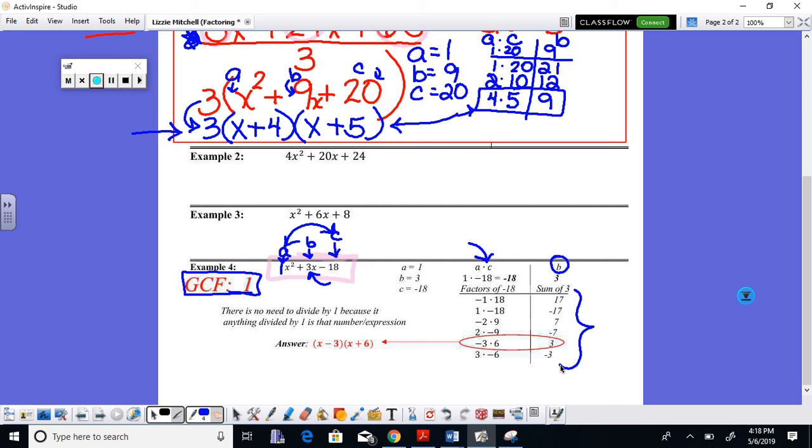And the set that we are looking for is negative 3 times 6. Negative 3 times 6 is negative 18. But when negative 3 is added to 6, we get positive 3, which is the same 3 we're looking for in the center of our trinomial. So our factors would be x minus 3, because the minus comes from our negative, and x plus 6, which comes from the positive 6 in our factors. And that, my friends and folks, is how we factor trinomials.